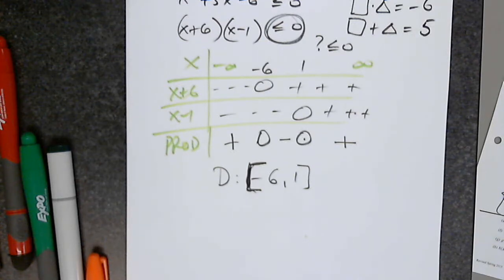So where do you expect the function to show? I'm sorry, negative. Between -6 and 1. There is nothing else. Good. Very good. Next question.